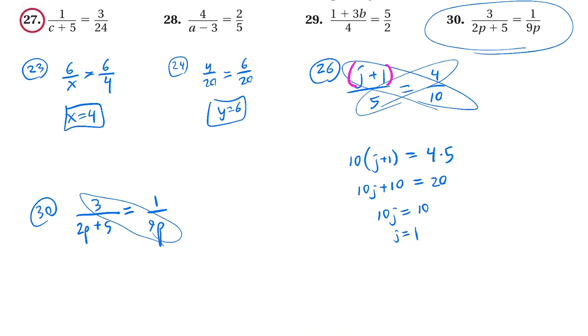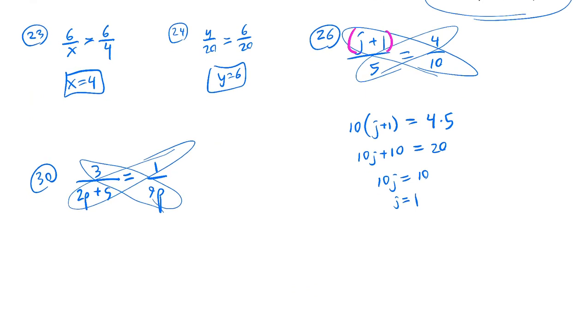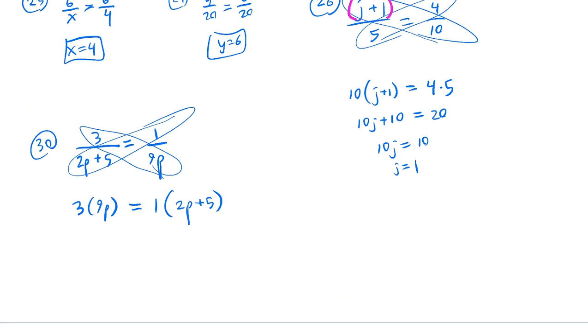So multiply this times this, not forgetting parentheses. So 3 times 9p, didn't need those parentheses. 1 times 2p plus 5. Since we're distributing 1, we don't need the parentheses. All right, so that's 27p equals 2p plus 5. Subtracting, we get 25p equals 5. And then dividing by 25.